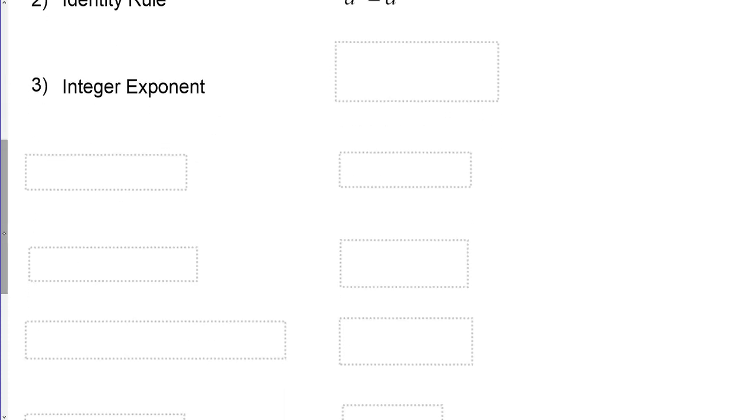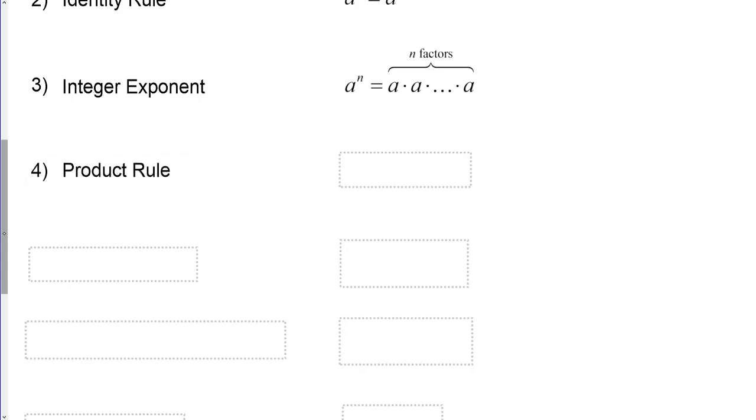Then we have the rule for evaluating an integer exponent. So if we have some base raised to an integer exponent, such as 4 for instance, that means we need to take that base and multiply it 4 times, or whatever n happens to be. We have the product rule, which says that a base raised to an exponent times that same base raised to possibly a different exponent, or it could be the same, is equal to that same base raised to the x plus y. You add those exponents together.